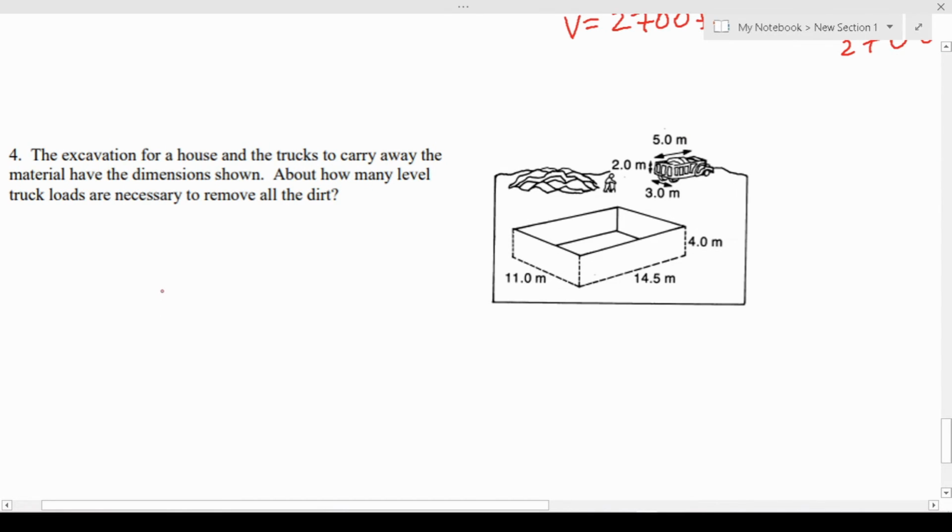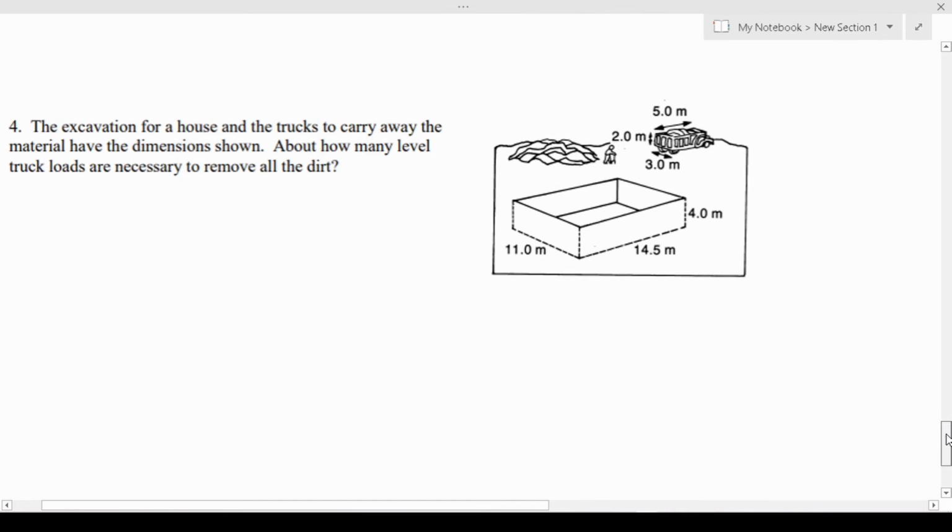All right, this final problem says the excavation for a house and the trucks to carry away the material have the dimensions shown. We can see those in this little diagram over here. About how many level truck loads are necessary to remove the dirt. Okay, so we're excavating underneath a house. As you can see, that shape is a rectangular prism. And similarly, the bed of this truck is also a rectangular prism.